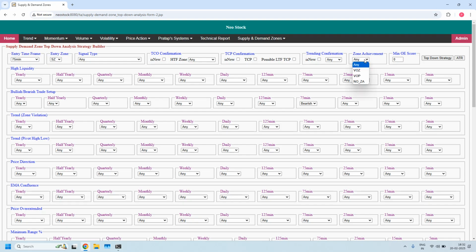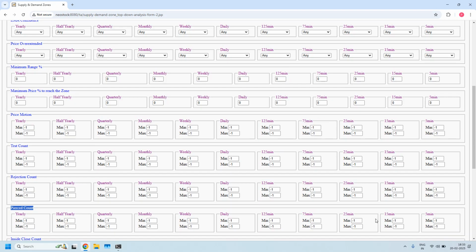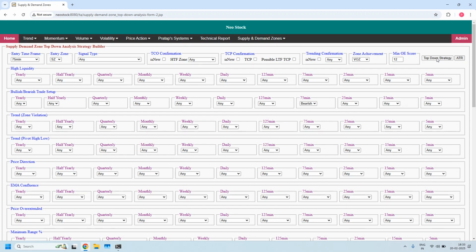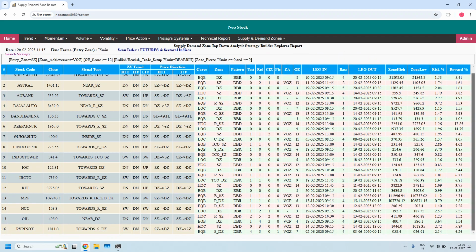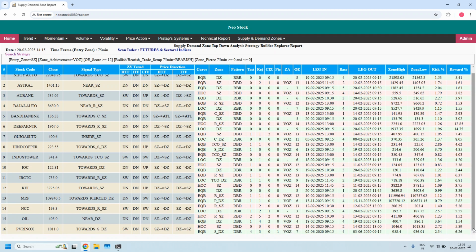The first filter is zone achievement should be violated opposing zone. Second filter, minimum odd enhancer score 12. Third filter, the 75 minute supply zone should not be pierced. So in the pierced count at 75 minutes time frame, I am setting minimum value 0, maximum value 0. That means 75 minute supply zone should not be pierced. So with these 3 filters, we got 16 stocks. I am scrolling the list down. So we got all the 16 stocks.